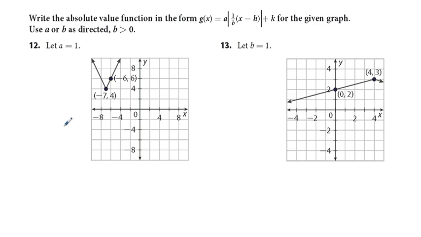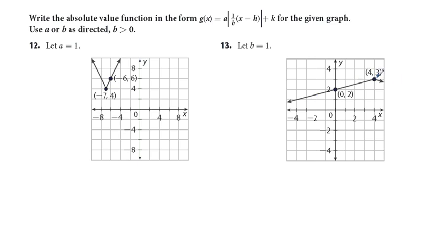And here we have 12 and 13. Write the absolute value function in the form g of x equals. So here you're given a graph, and from the graph, you're asked to find the equation that will match the graph. So this might require a little more advanced analysis. For number 13, we have let b equal 1. So if we let b equal 1, we have to worry about a. And I hope you can see that we are opening upside down in this.